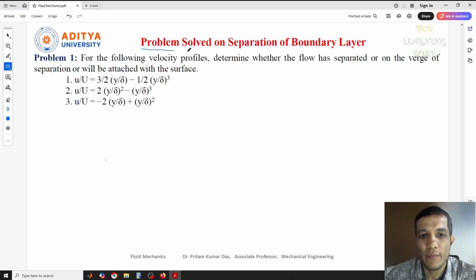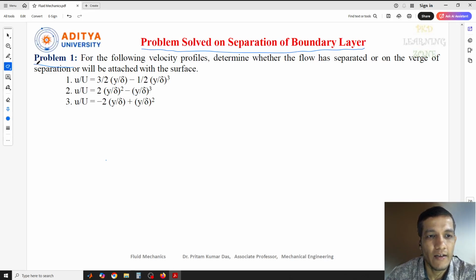In this lecture, we'll solve a problem on separation of boundary layer. In the last lecture, we discussed the concept of separation of boundary layer, so based on that concept, we'll solve this problem. Here I have taken the following velocity profiles. Three velocity profiles are given, and we need to determine whether the flow has separated, is on the verge of separation, or will be attached to the surface. We need to find these three conditions from these three equations. So let's write down the solution.